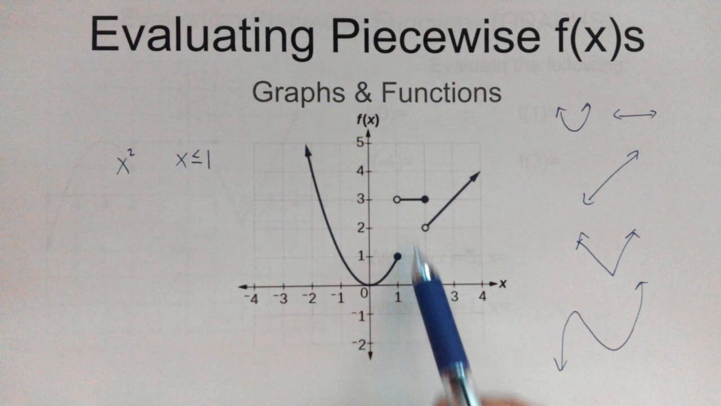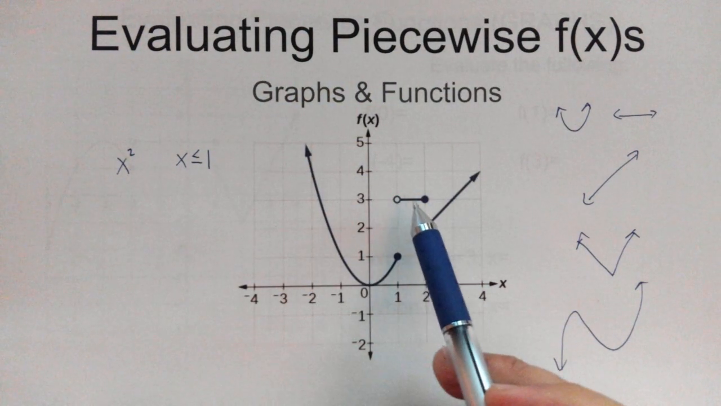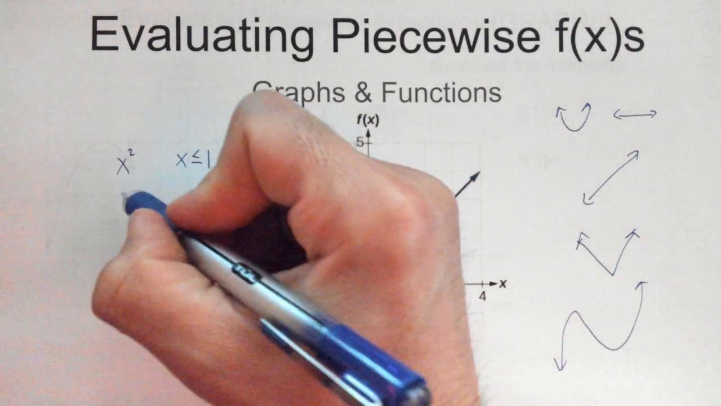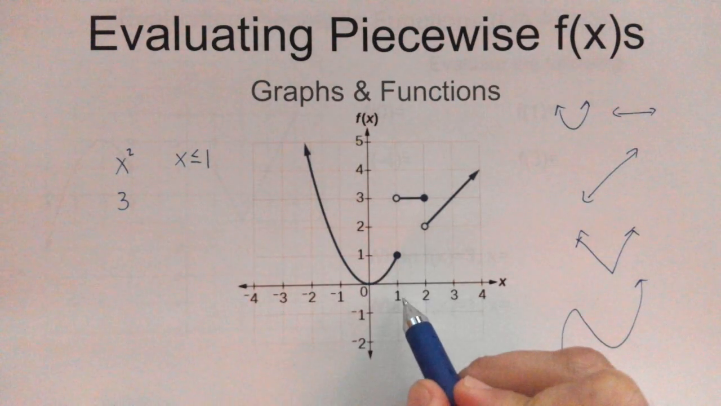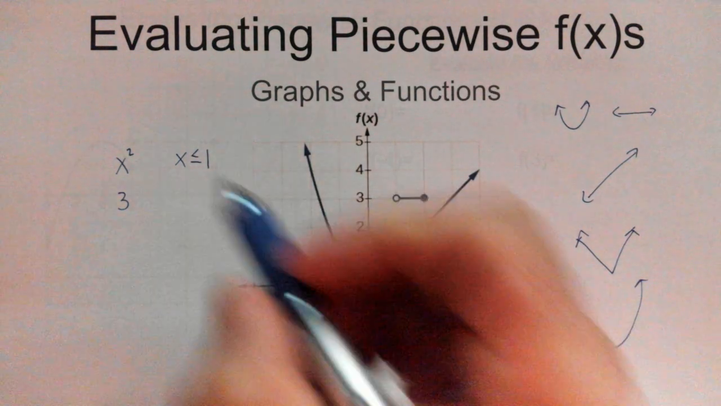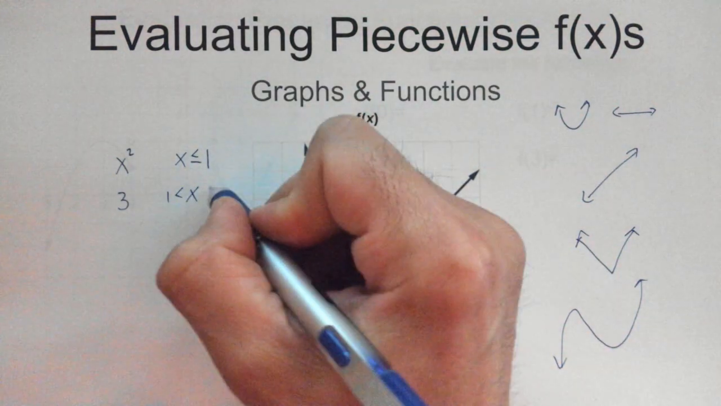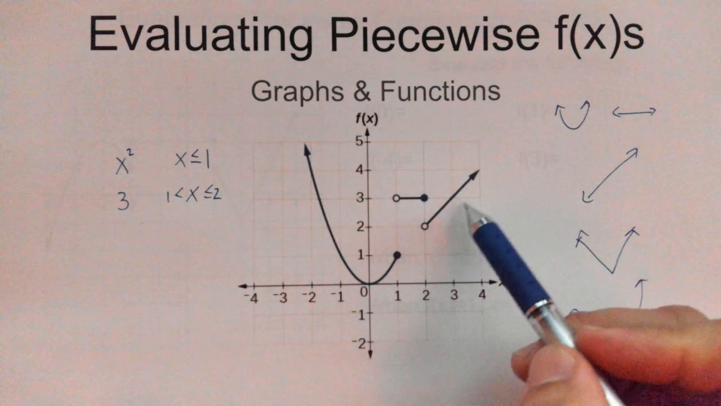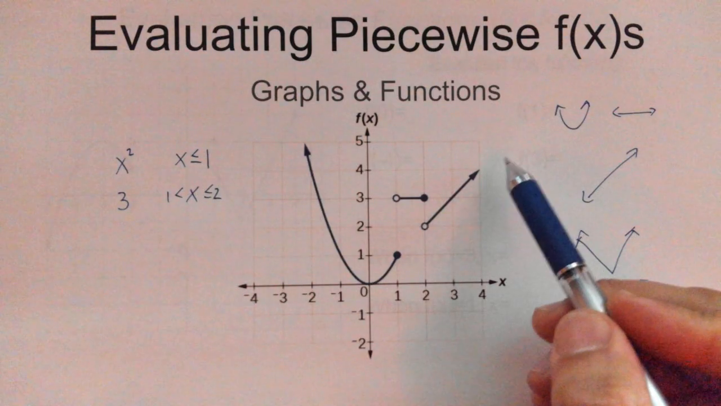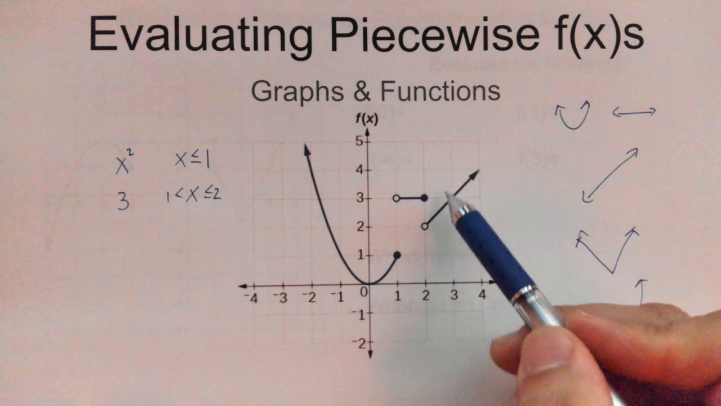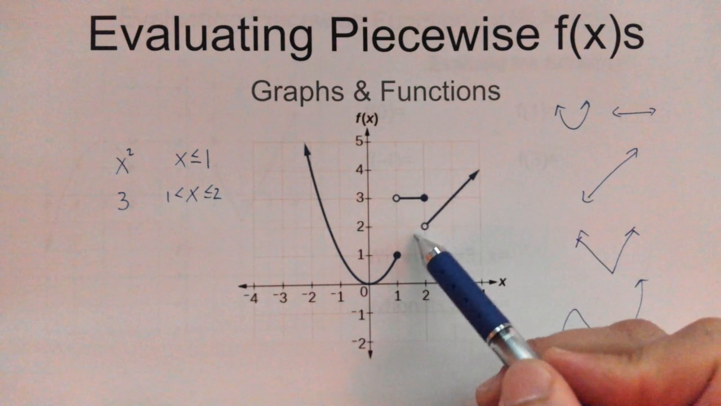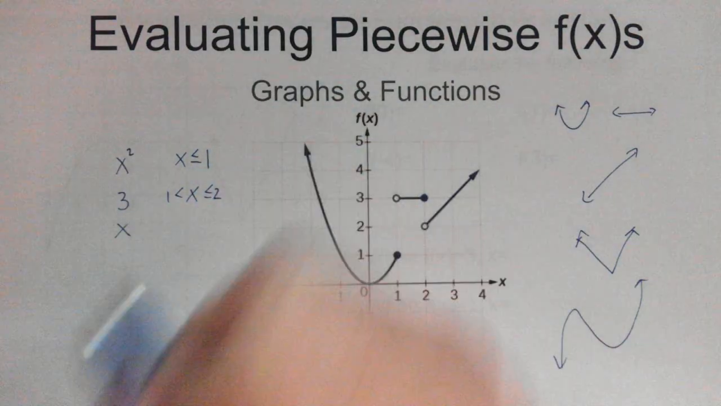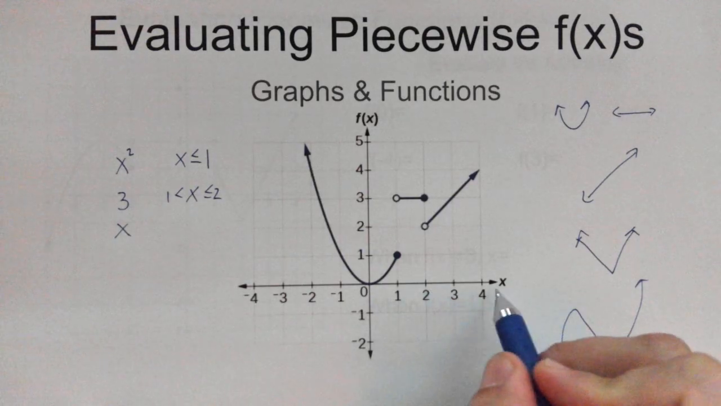And then after 1, it jumps into a different function. It jumps into a constant. And as you can see, the constant equals 3 for everything between 1 and 2. And then after that, it turns into y equals mx plus b. This is a linear function. The slope is 1 over 1, and the y-intercept is eventually going to be 0. So this is actually y equals x, but it's for everything greater than 2.